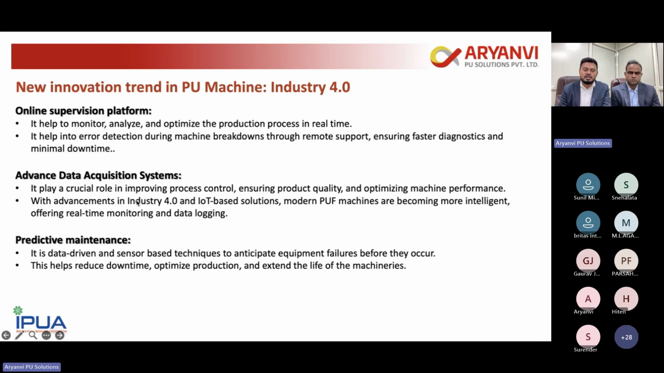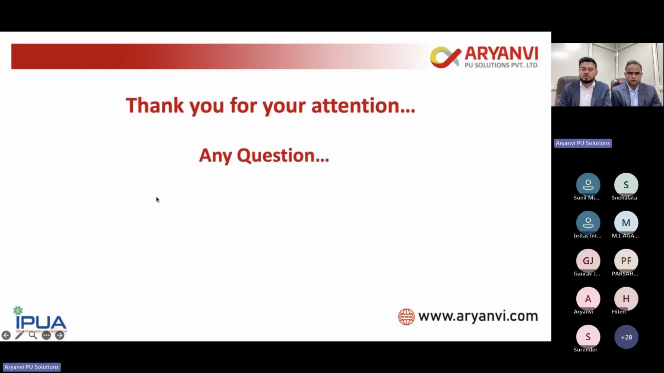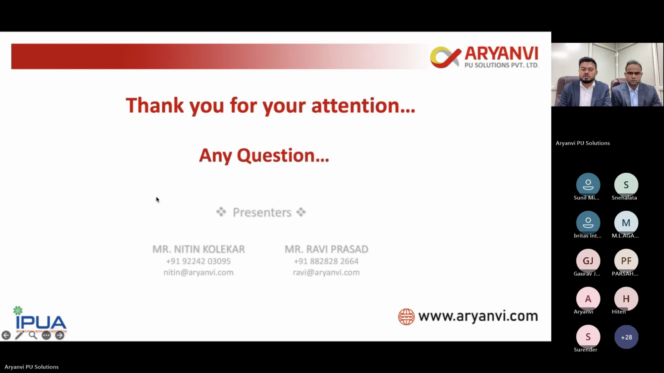If the machine can give you this kind of alarm, you can schedule your maintenance activity, reduce your downtime, optimize your production, and extend the life of the machinery. So if the machine gives you the alarm, you can schedule it after 2 days, 3 days, or immediately, and decide whether you want to go with the maintenance or not. So that's it from my side. Thank you everybody for the attention.